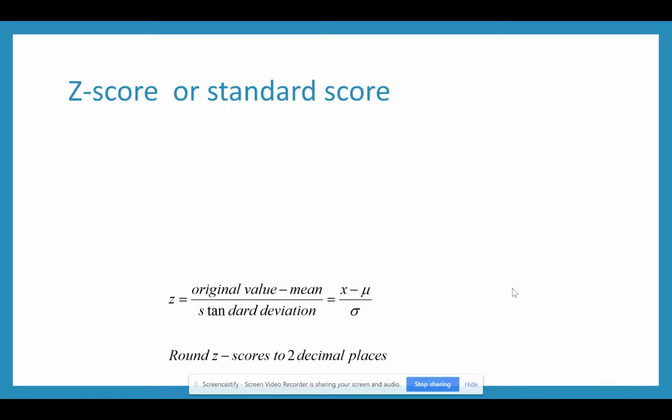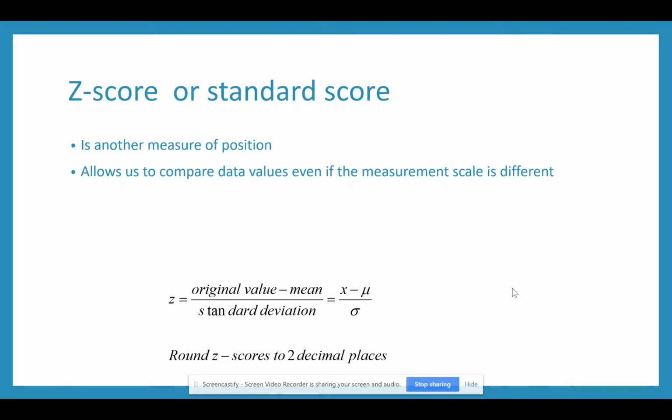I do want to talk about the z-score or the standard score. The z-score or the standard score is another measure of position that we use throughout statistics and with other things, but it allows us to compare data values even if the measurement scale is different. Again, consider weights where one measurement is in pounds and one is in grams, or something related to height where you have one in inches and one in centimeters. You can't make a direct comparison there because they're not the same size unit.